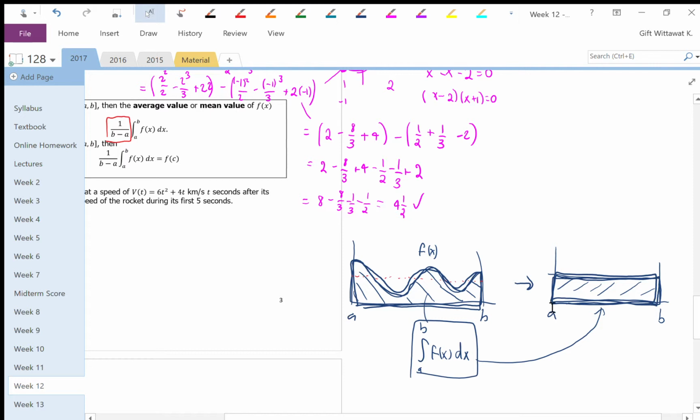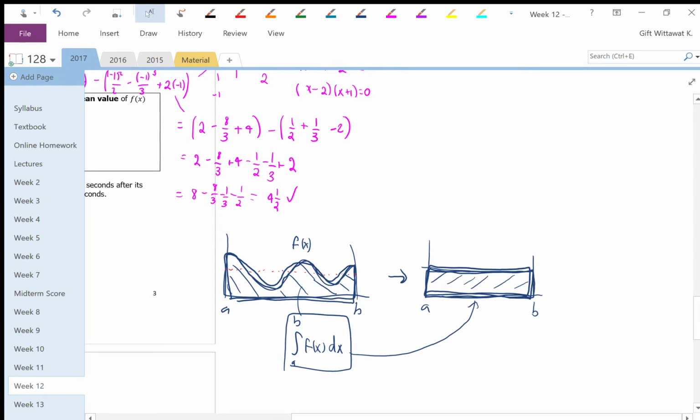However, this is a rectangle, and I know the base, this is b minus a. So I can see that the average value of the function is just the area divided by the width, which is 1 over b minus a of the integral from a to b. So this b minus a is the width of your rectangular strip here.